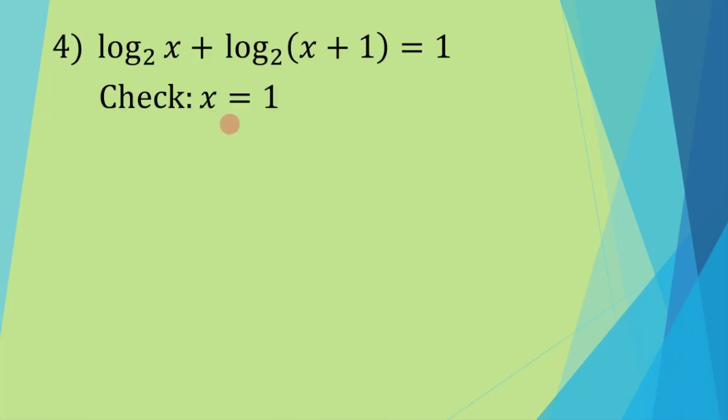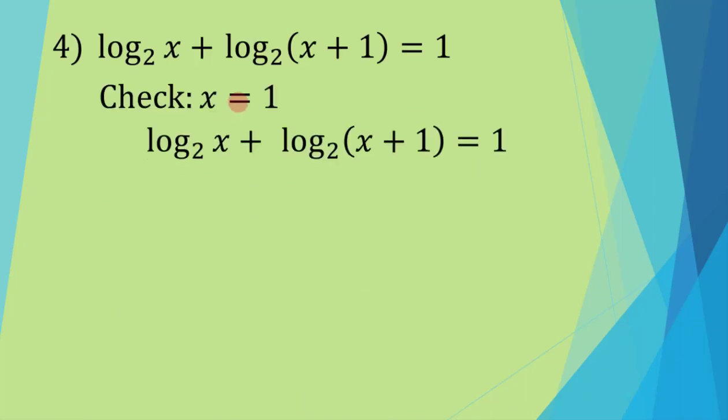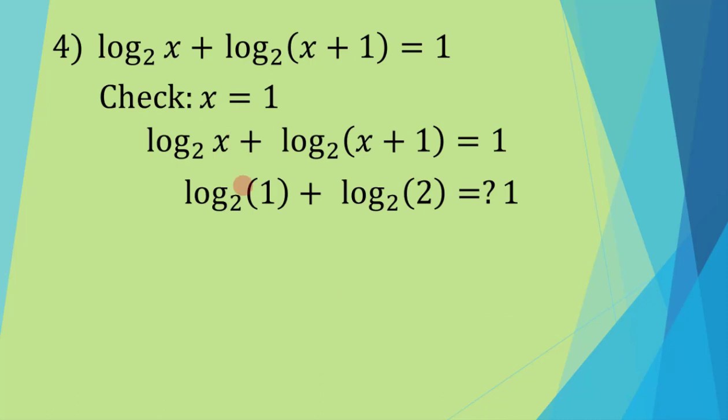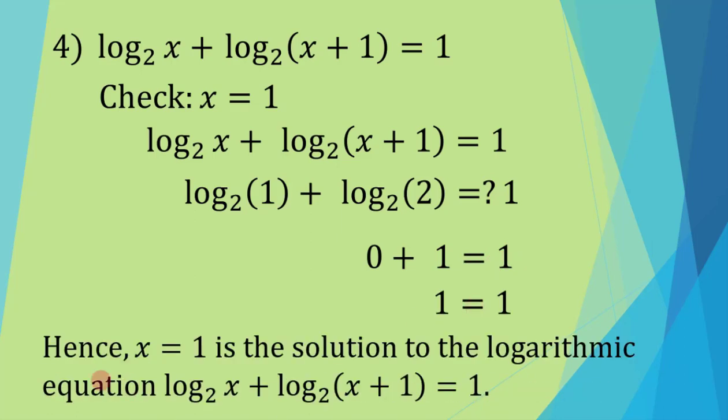Let's move to the other value, x equals 1. So substitute: log of 1 to the base 2 plus log of 1 plus 1, it's 2 to the base 2. Is it really equal to 1? The whole thing here is 0, and this one is 1. So that is equal to 1. So 1 is equal to itself. Hence, the only solution for this logarithmic equation is x equals 1.